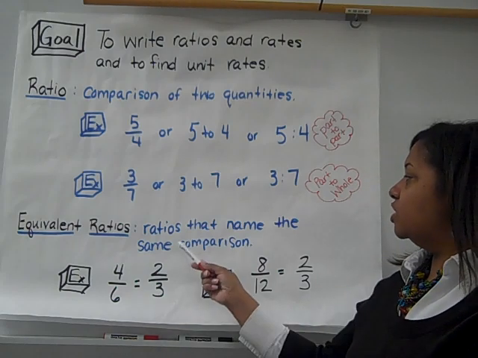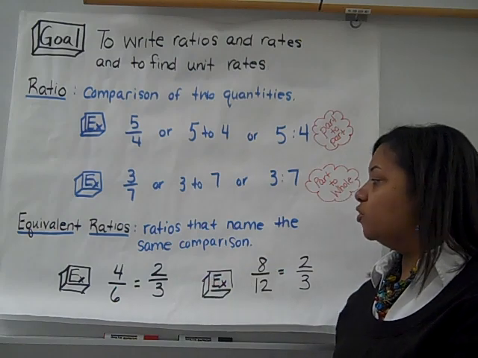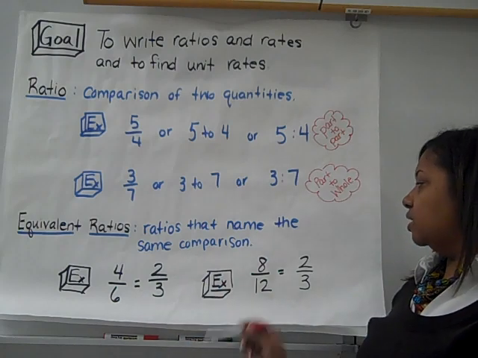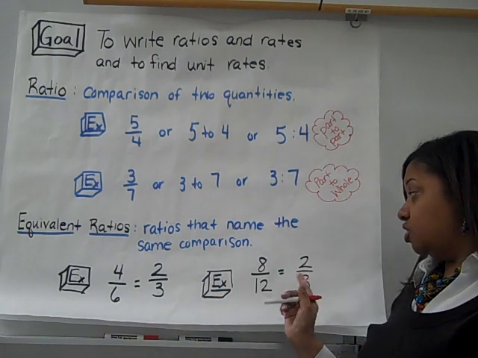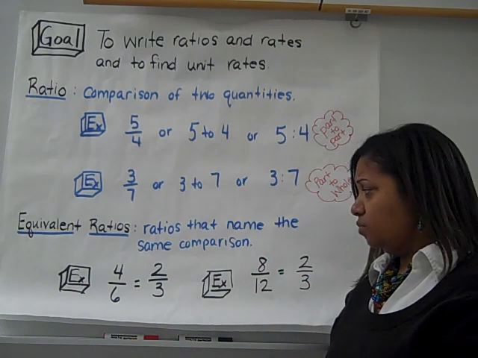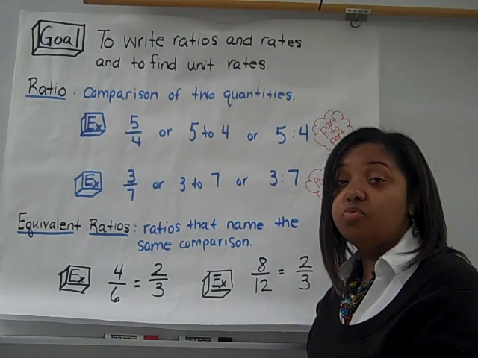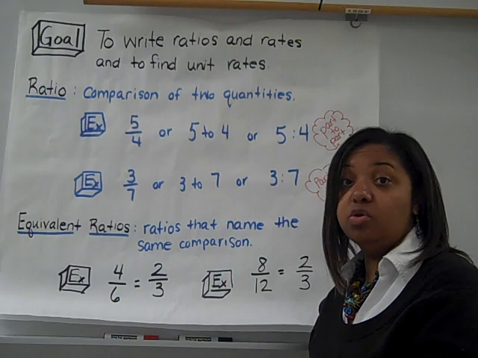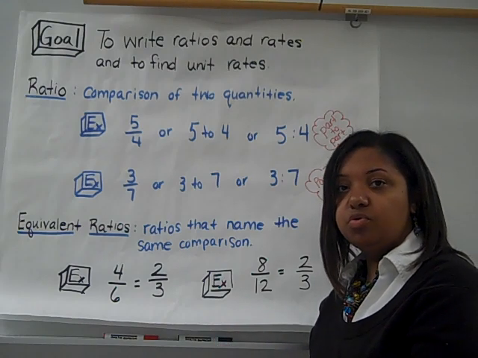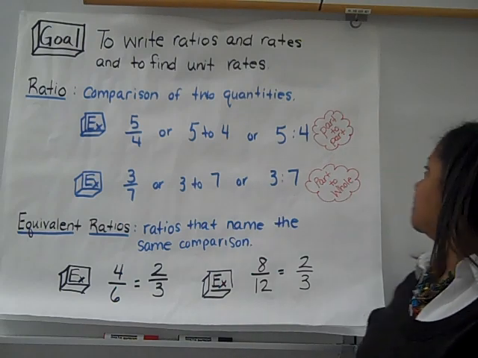Okay, now, equivalent ratios. Equivalent ratios are ratios that name the same comparison. This is just equivalent fractions. So, for example, 4/6 is equal to 2/3. Once again, another one, 8/12, is also equal to 2/3. It's just that when fractions compare, they are equivalent. We've talked about fractions before in earlier units. Like I said, this is a very quick review because you should be very familiar with your ratios.